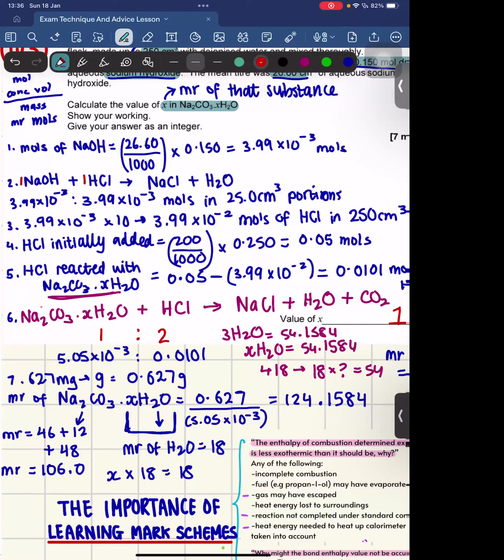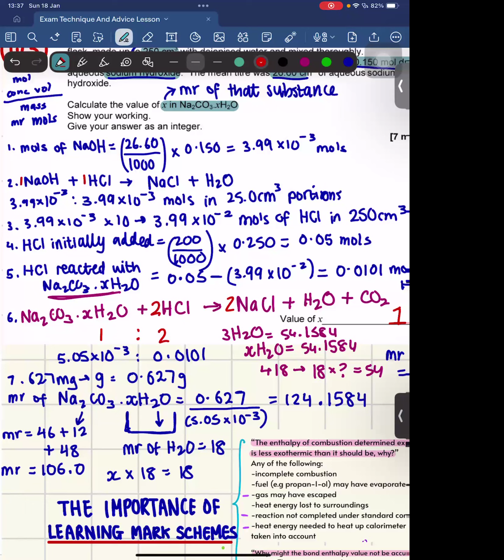Obviously, I need to balance it. So I'll start with my Na. Immediately, I can see that there's two Nas on this side, but obviously only one here. So I'm going to add a 2 there. Because I've added a 2 there, that changes my chlorine to now 2, but I've only got 1 on this side. So I'm going to add a 2 here.